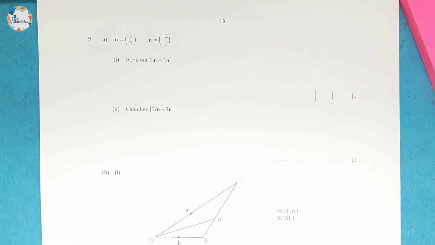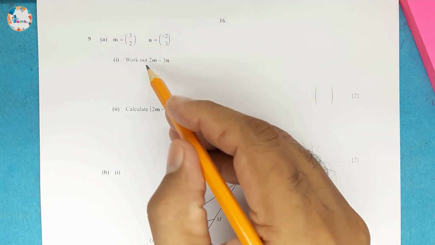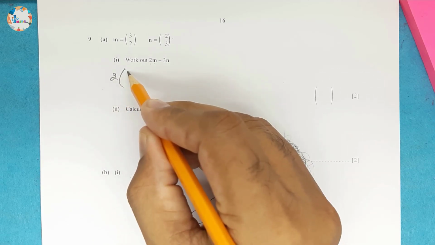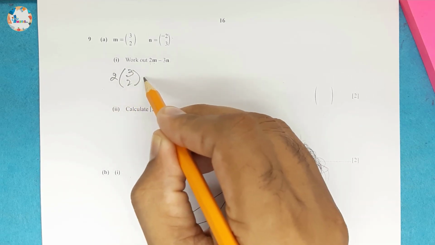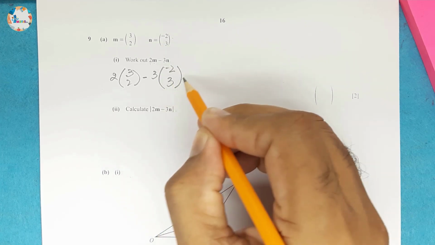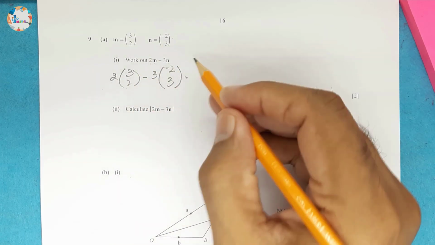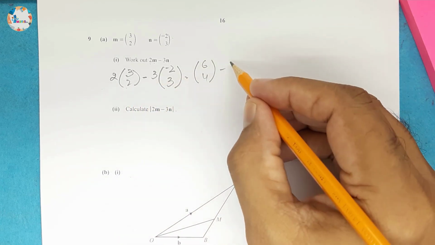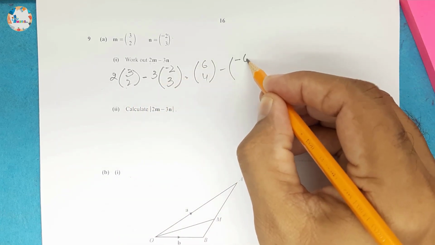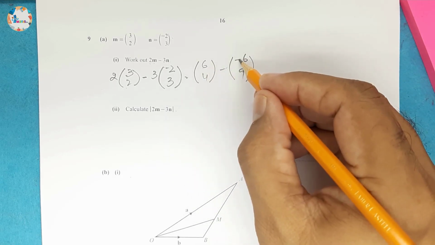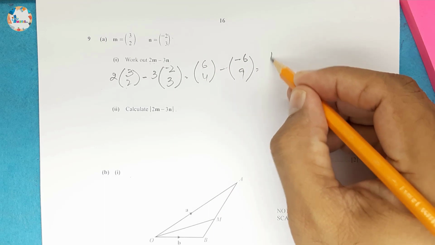Now question 9 is matrices. So M is given, N is given, we have to find 2M minus 3N. So 2M minus 3 into N will be minus 2 and 3. So this will be 6 and 4 minus, this will be minus 6 and 9 and 6. This will be minus plus. So 6 plus 6 will be 12.